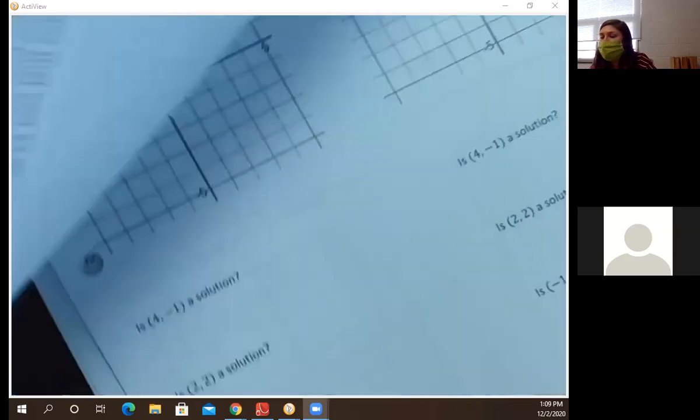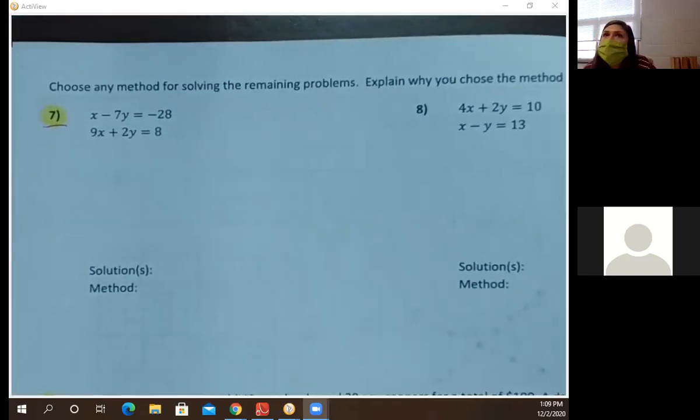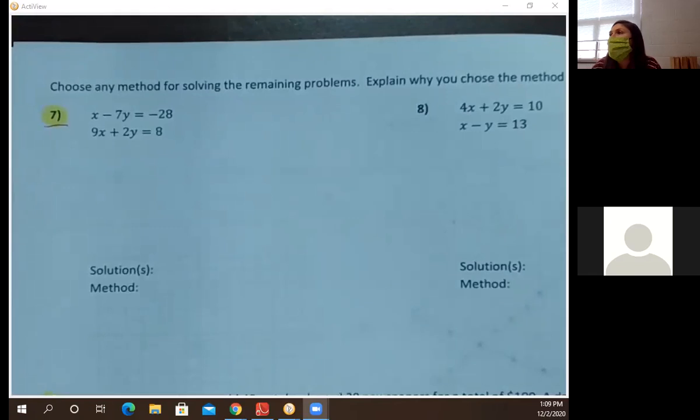Just a couple more I want to take a look at with you guys. So on the next page, page 142, for 7 and 8, I get to choose the strategy that I would like to use, okay? So again, on your quiz, I'm going to ask you to solve one by graphing. I'm going to ask you to solve a system by substitution. I'm going to ask you to solve a system with elimination, and then I'm going to give you a couple where you get to choose. You get to pick whichever method you think works best.